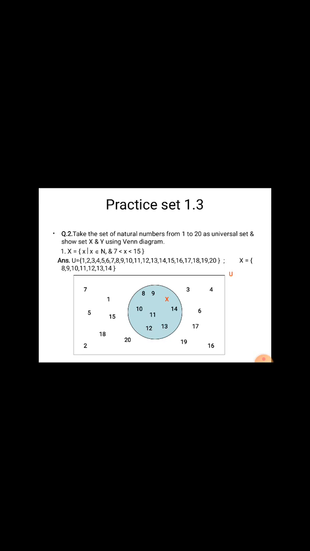Now how will you draw the Venn diagram? Draw one rectangle. It is your universal set, and draw one circle in it. That circle means set X. Shaded portion means your set X. Now write all elements inside that set, means 8, 9, 10, 11, 12, 13 and 14. These are all elements of set X. But these elements are present in set U also. Other than these elements, remaining elements you have to write in the unshaded portion. So this is your Venn diagram.